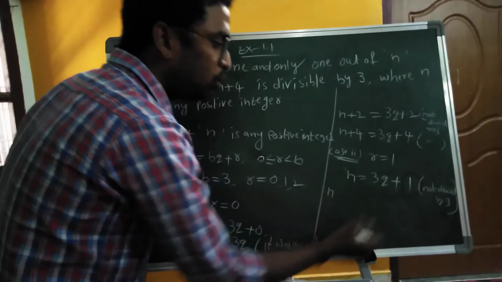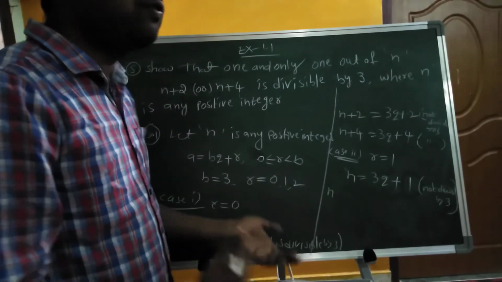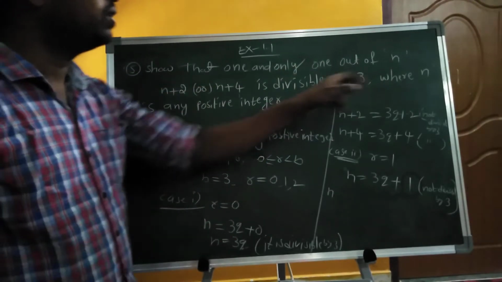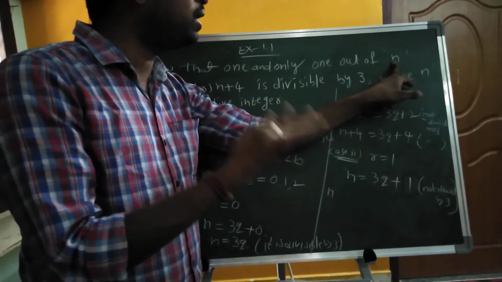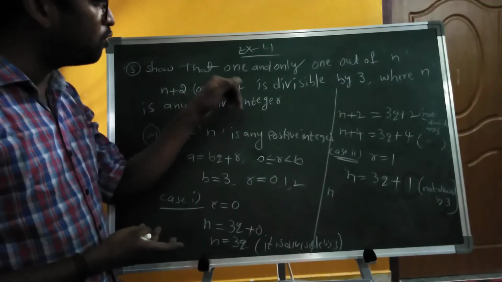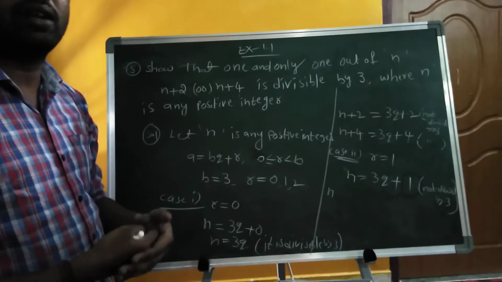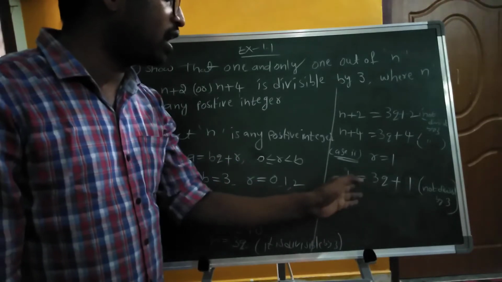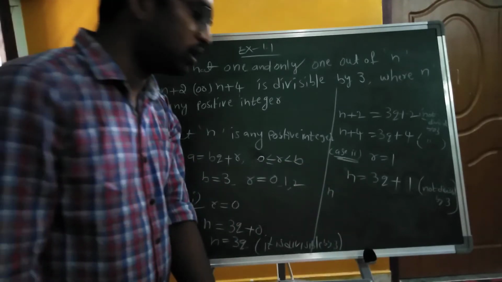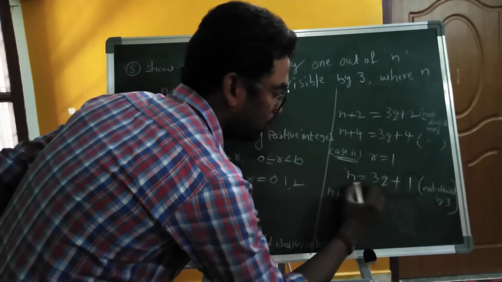Adding 2 on both sides. So why are we adding 2 and 4, sir? Because in this problem we are checking whether n is divisible by 3, or n plus 2 is divisible by 3, or n plus 4 is divisible by 3. We are checking that one. That's why we are applying n plus 2, so we are adding 2 on both sides.